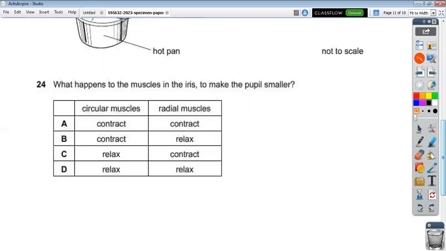What happens to the muscles in the iris to make the pupil smaller? I heard that the eye was number one. Yes, it was. I taught guys at my school that it was not in the syllabus. Then I forgot, but I taught them when we were revising that it was reintroduced. Anyway, what happens to the muscles in the eyes to make the pupil smaller?